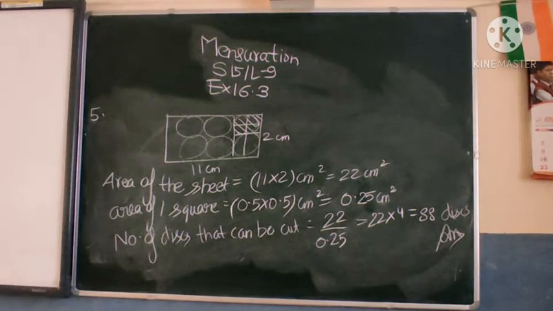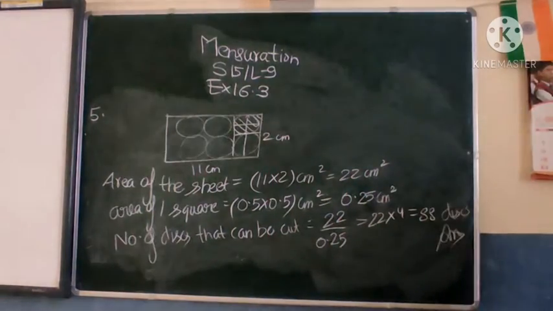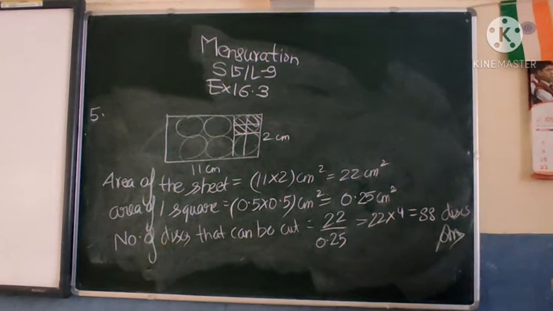So this thing you must understand: don't go for the 0.5 centimeter diameter. We need not require that. The only thing is that we need to calculate the number of squares that will be carved out here. Okay.